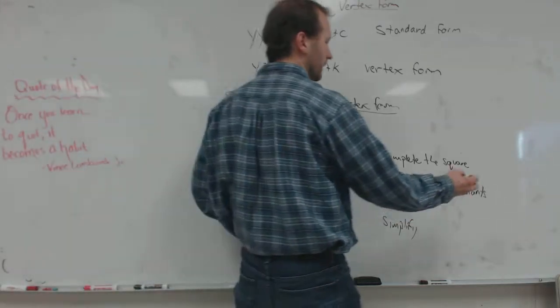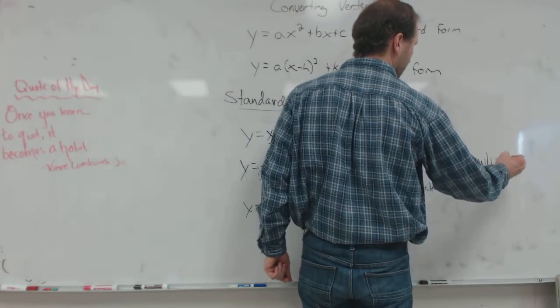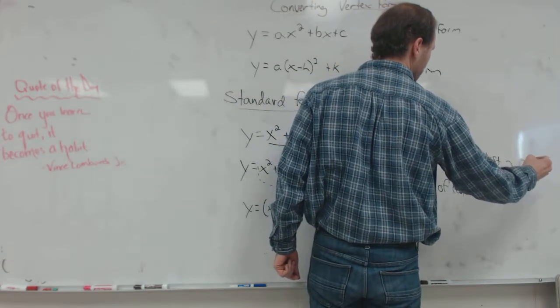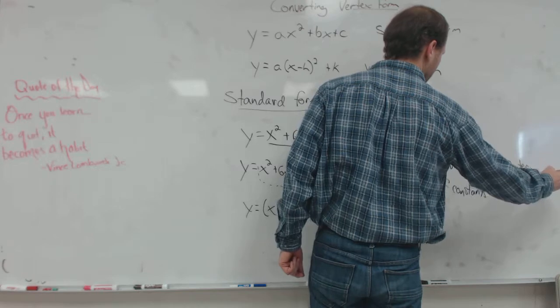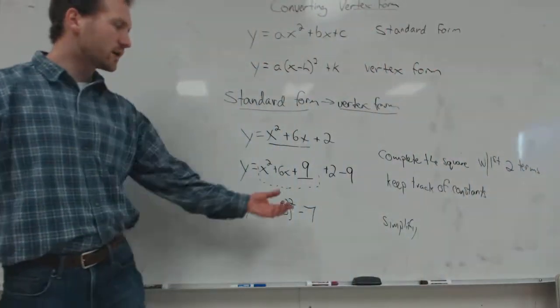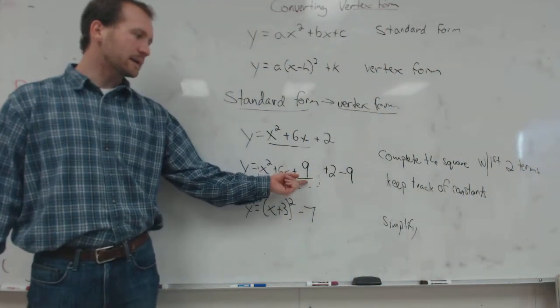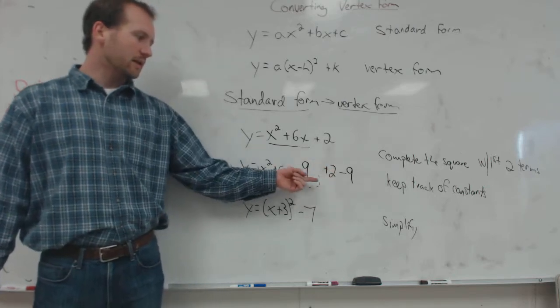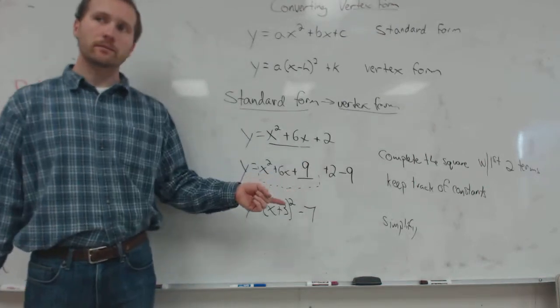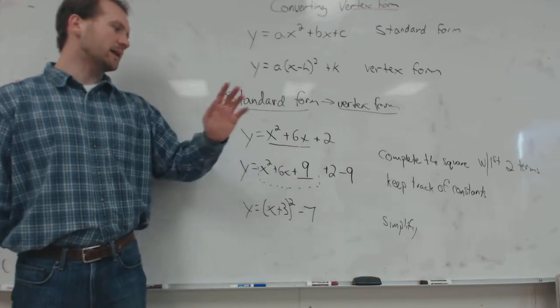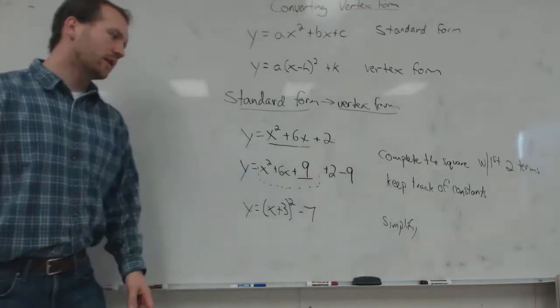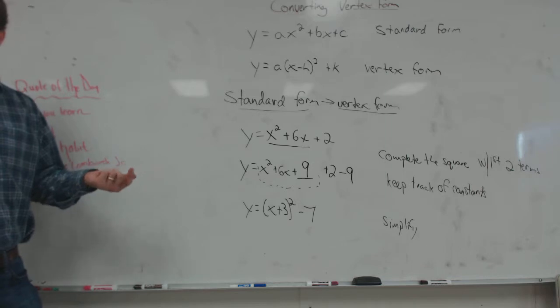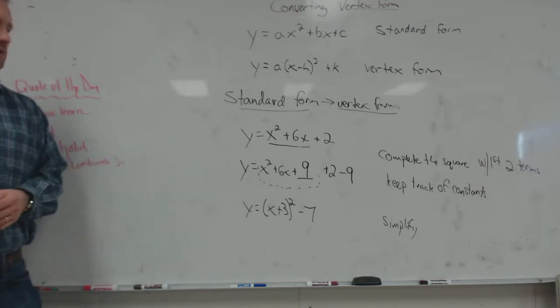So maybe I should write that. Complete the square with first two terms. And then keep track of these constants. So when I add 9, I remember to subtract 9. That's going to be the thing that is easiest to forget about. It's just, okay, I'm just going to add 9 and then I have a 2 over here. But then you just added 9. You changed it to a totally different quadratic equation.